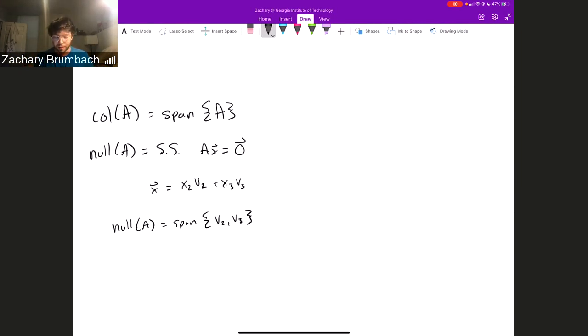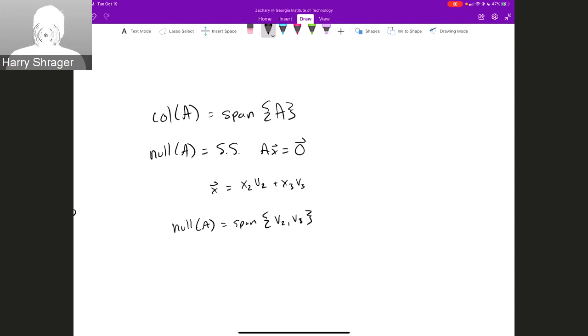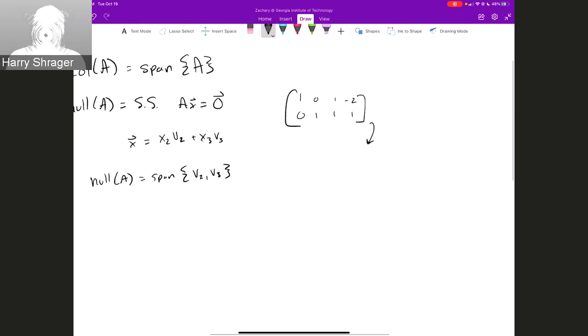Yes, thank you. Kind of branching off of that, you said the column space of A is the span of the columns of A, and you said null A is also the span of the columns. What's the difference in that? Isn't that what V2 and V3 are? These V2 and V3 are independent of our A. We get a row reduced echelon form, something like this, and then from here we get our parametric form.